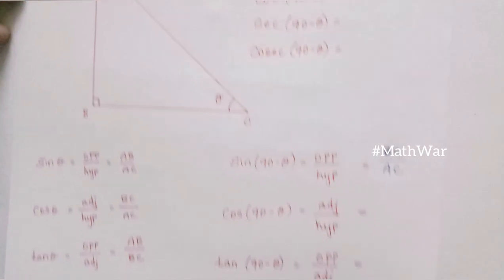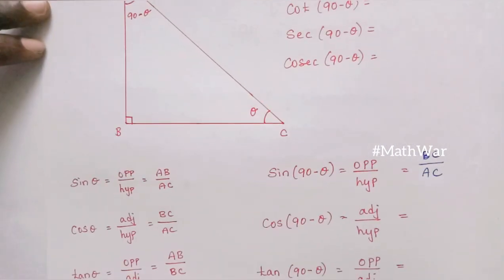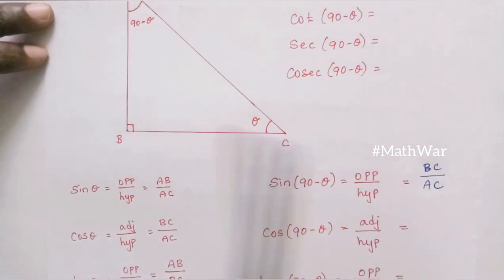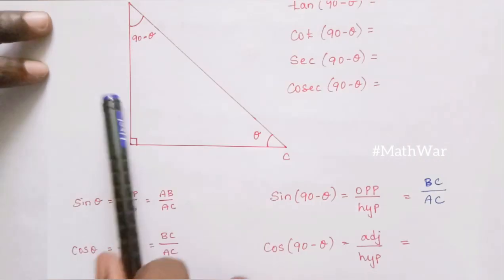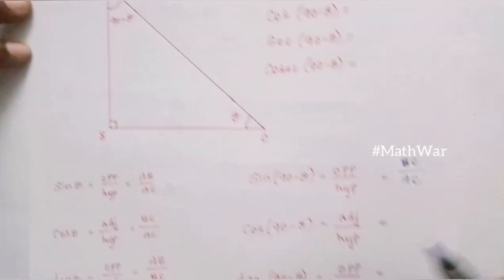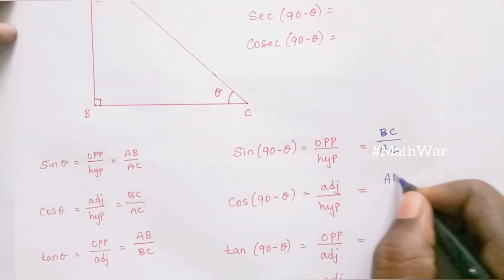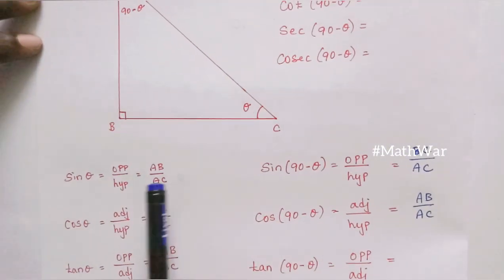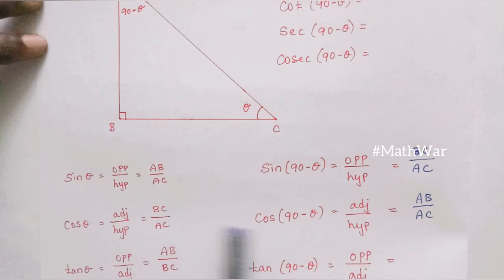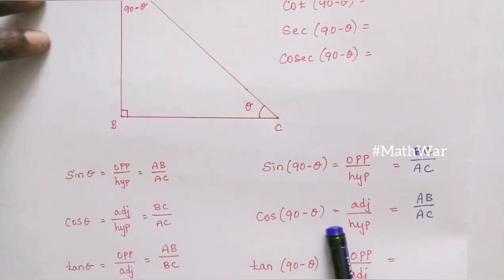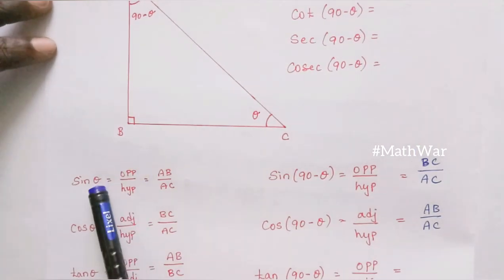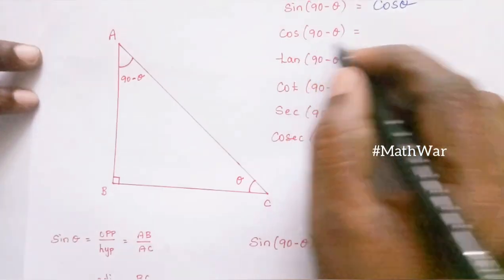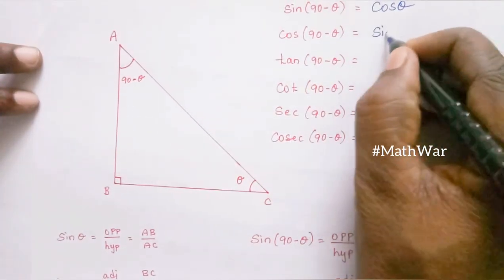Sin 90 minus theta is cos theta. The same way, cos 90 minus theta, that is adjacent by hypotenuse. For 90 minus theta, adjacent is AB and hypotenuse is AC, so it is AB by AC. And you can see here sin theta value is also AB by AC. So what we can understand, cos 90 minus theta is nothing but equal to sin theta. So cos 90 minus theta is sin theta.